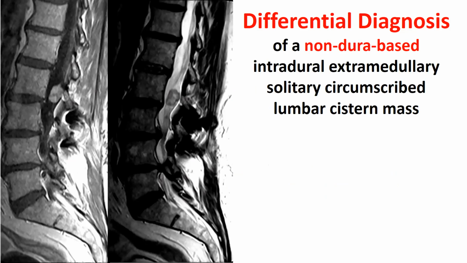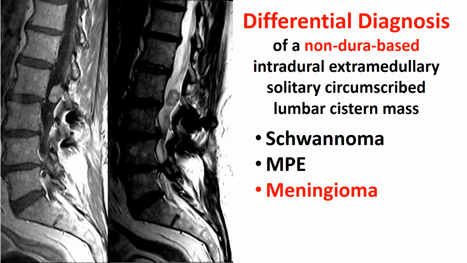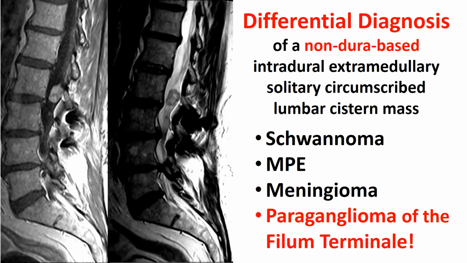Differential diagnosis of a non-dura-based intradural extramedullary solitary circumscribed lumbar cistern mass. Schwannoma, absolutely probably the most common. Myxopapillary ependymoma, yes, absolutely. Meningioma, now you know. And there's one other which is as rare, maybe rarer than clear cell meningioma, and that is paraganglioma of the filum terminale.